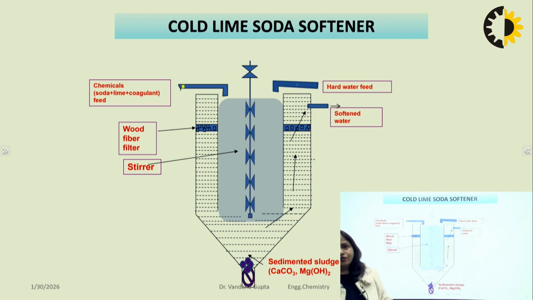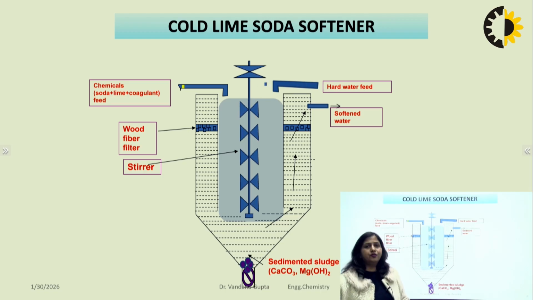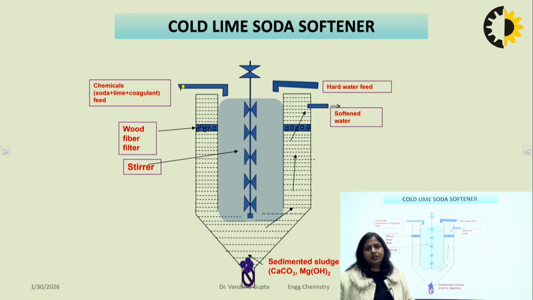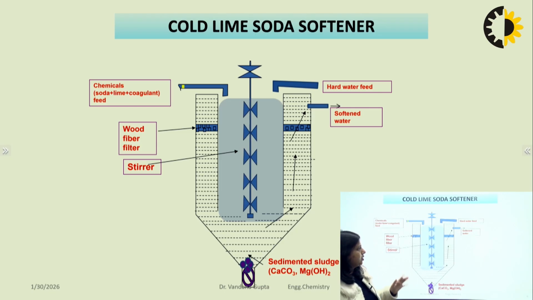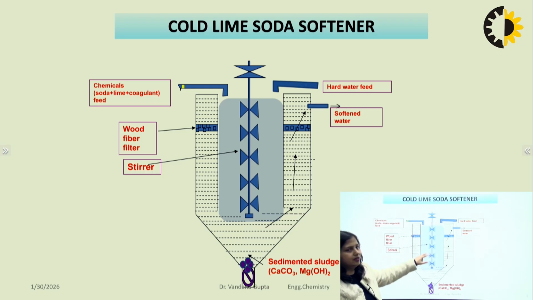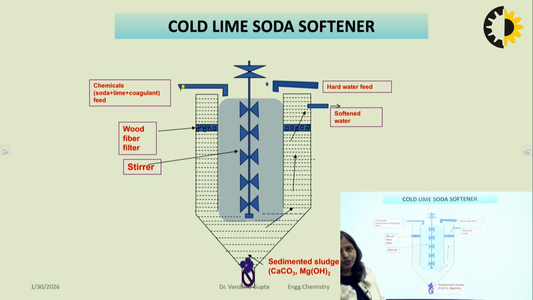They have positive charge. So the positive charge of coagulant neutralizes the negative charge of dissolved salts or suspended particles. So when this reaction occurs, they get combined and we get a large size of precipitate which settles down quickly and can be removed easily. In this process, we also use an electrically operated stirrer. The stirrer helps in proper mixing of chemicals with the hard water.